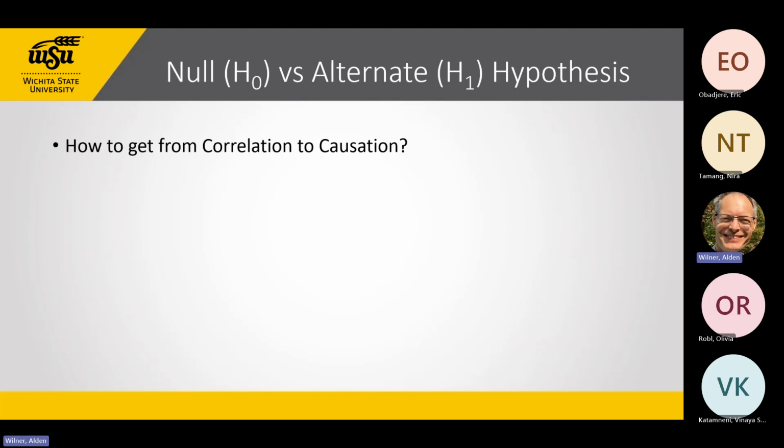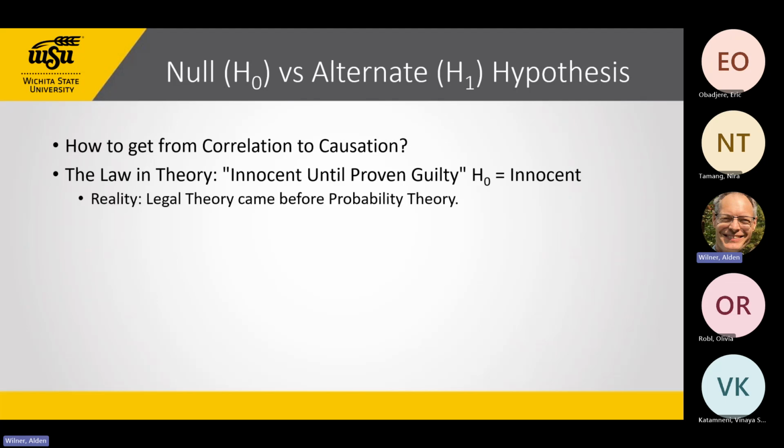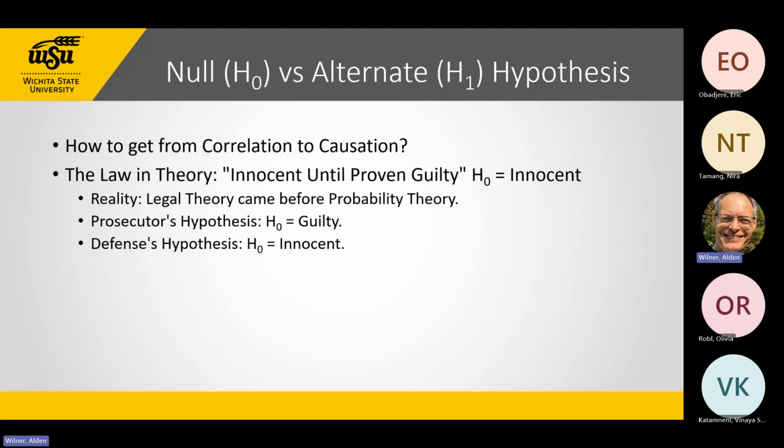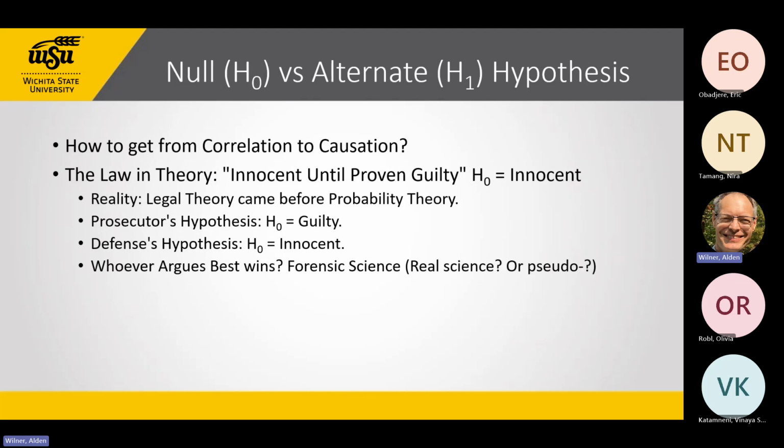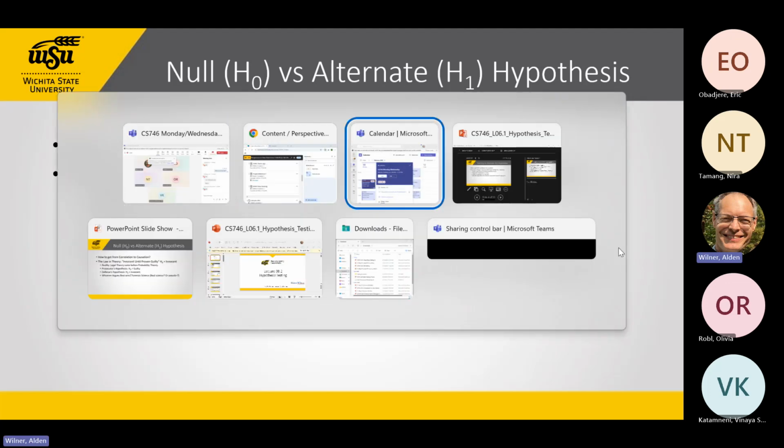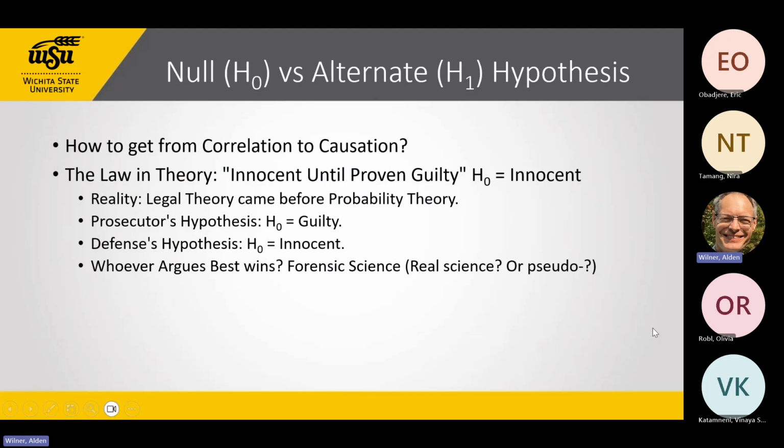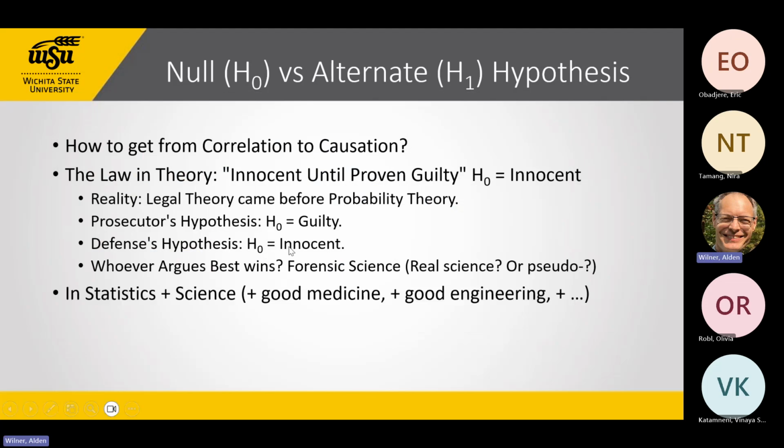Really, the judicial system kind of predates statistics. It goes way back hundreds of years, and so actually the judicial system has one side say the null hypothesis is they're innocent, the other side say the null hypothesis is they're guilty, and they argue in front of the judge and try to convince. So anyhow, the law in theory, innocent until proven guilty, right? Prosecution hypothesis, guilty, defense, innocent. Whoever argues best wins. Forensic science, you get all sorts of stuff in there about why the judicial system is not really good science, not really good statistics.